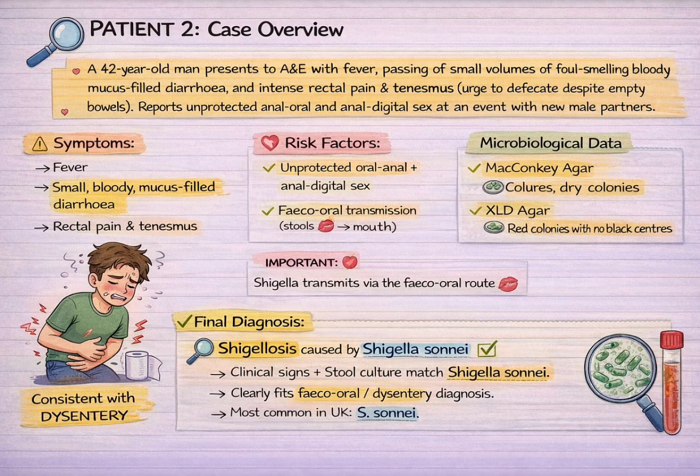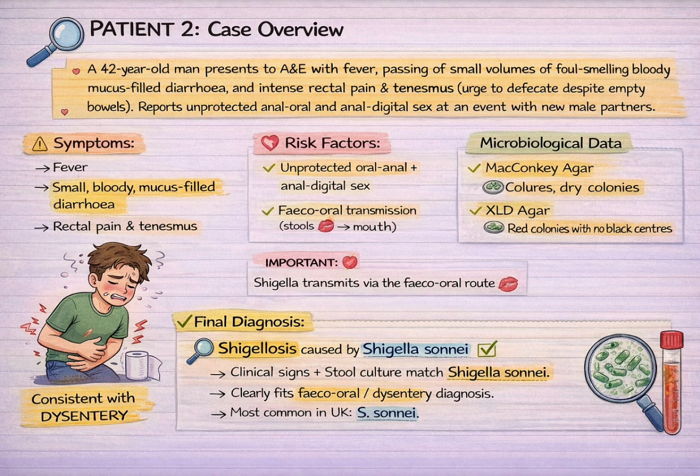Okay, let's go through patient 2 together. So we have a 42-year-old man presenting with fever, and he's passing small amounts of bloody, mucus-filled diarrhea along with quite severe rectal pain and tenesmus, so that constant feeling of needing to go even when there's nothing there. Now, straight away, this combination of symptoms should be ringing alarm bells for dysentery.